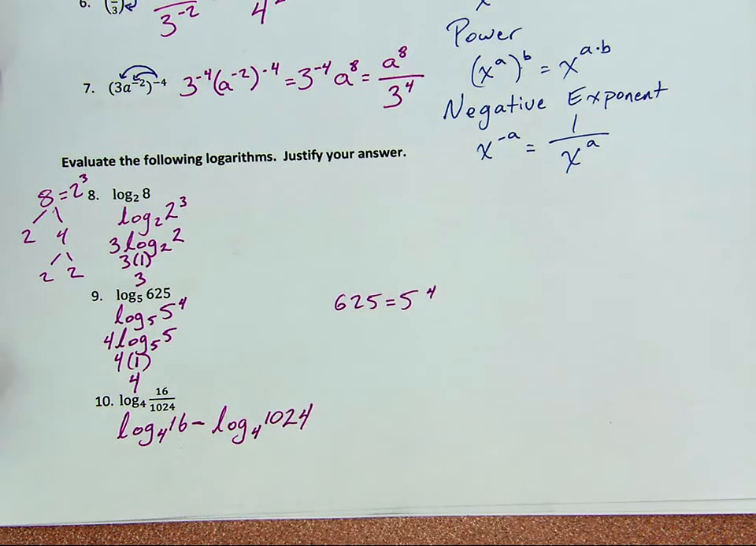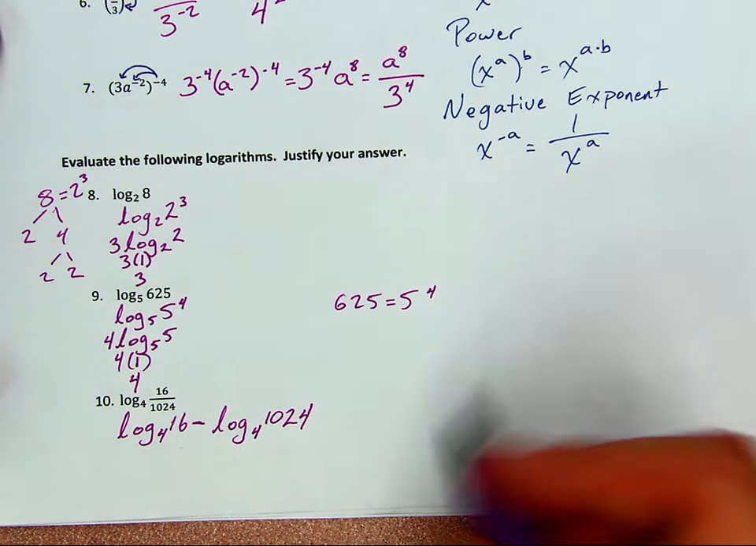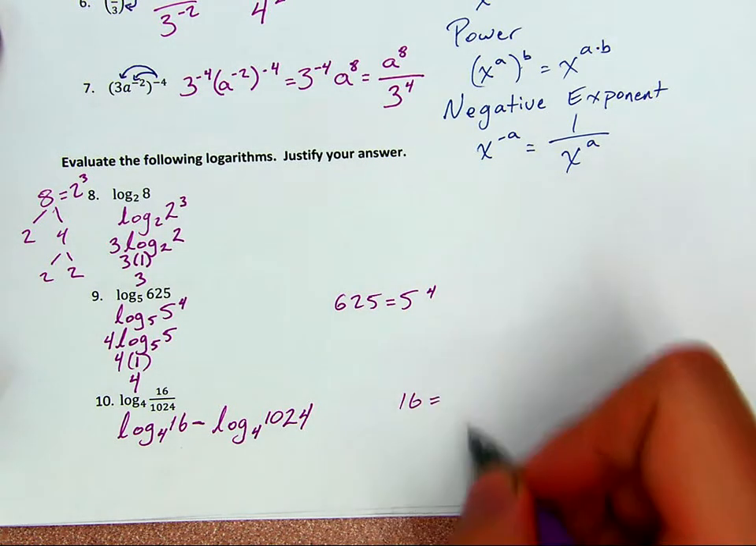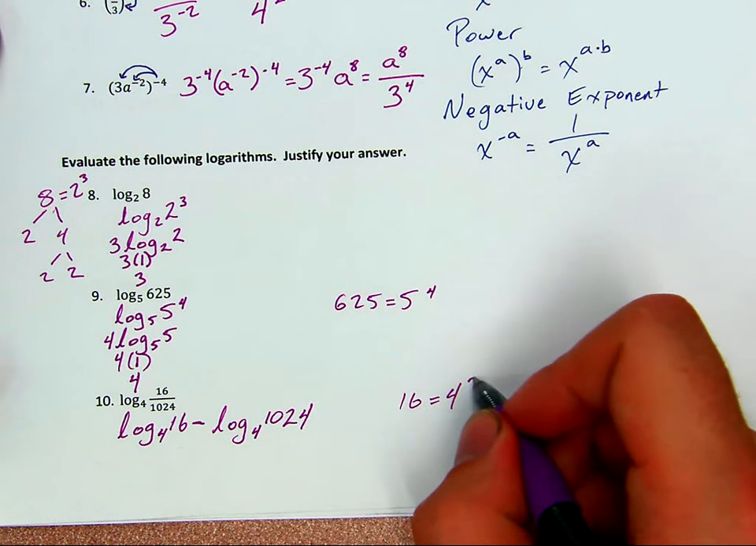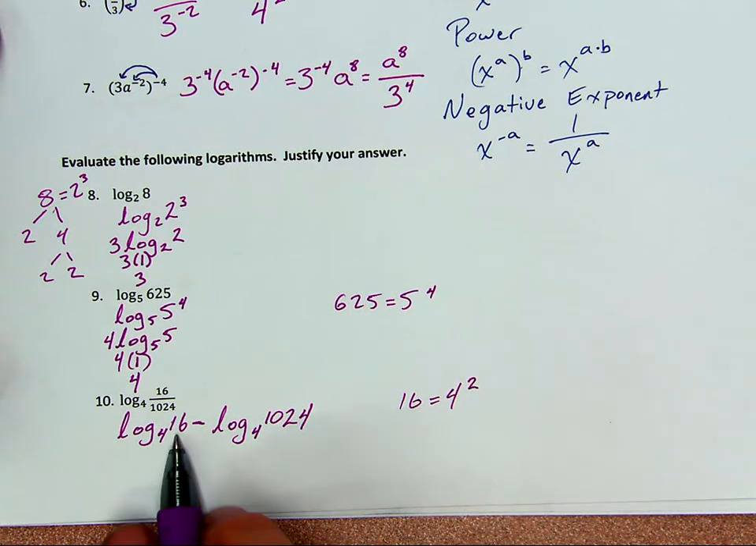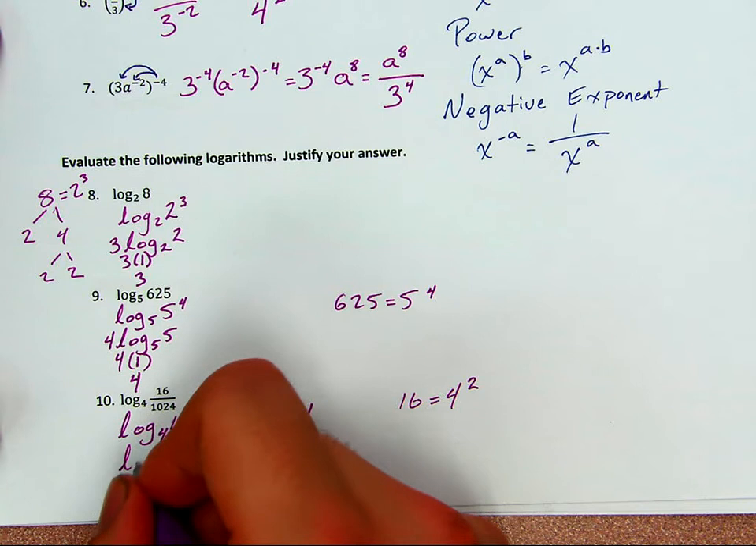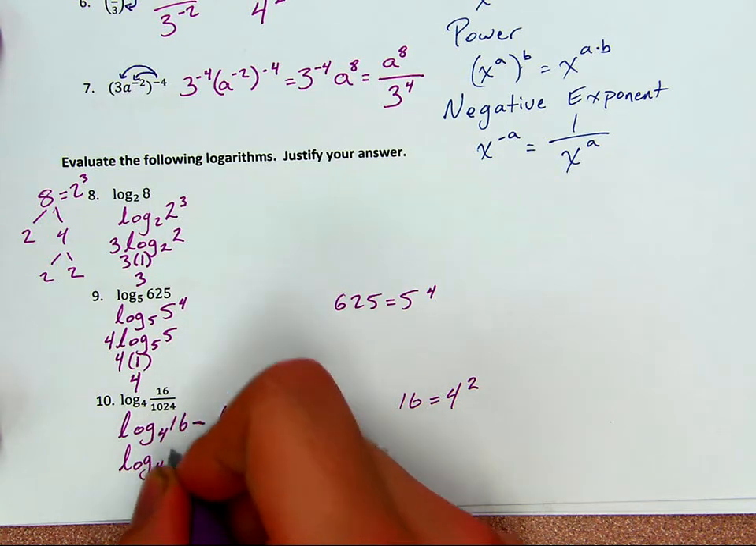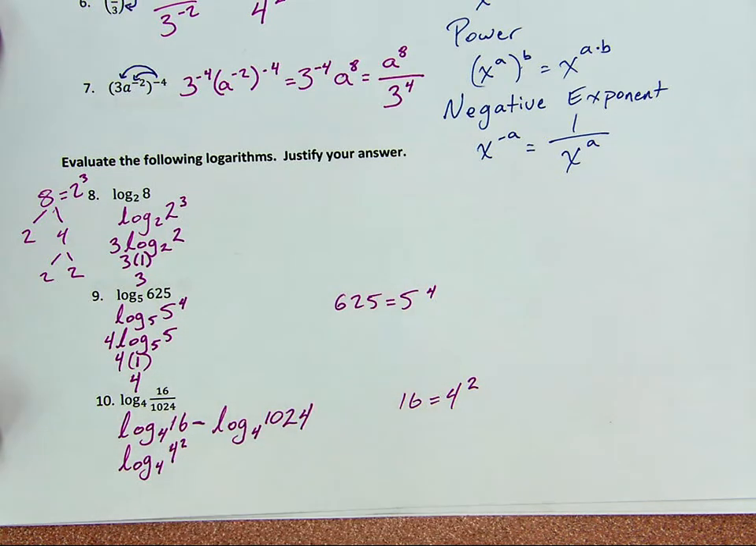Now what we want to do is evaluate both of these separately. And we want to evaluate them just like we did on number 8 and 9. So 16, if we factor that down, is going to be 4 squared. So we can replace the 16 here with 4 squared. Log base 4 of 4 squared. And now that 1024, to save some time, is going to be 4 to the 5th.